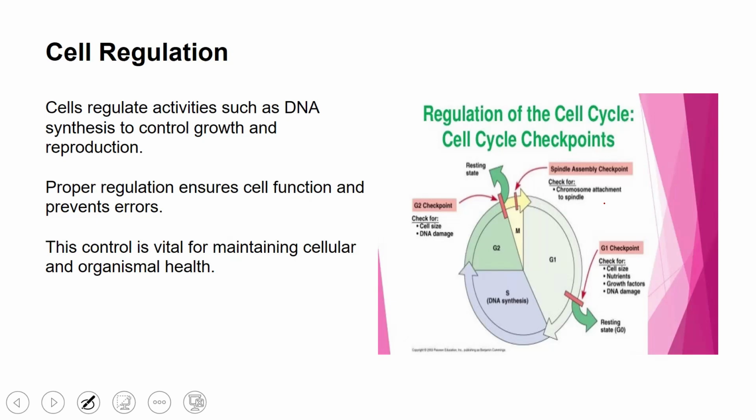And then the G2 checkpoint. At the G2 stage, the cells check for cell size and DNA damage. It will check if there is any problem with the DNA, and also if there is any problem with the size of the cell. Then we have checkpoint 1. At checkpoint 1, the cells usually check for cell size, nutrients, growth factors, and DNA damage. So these are the 3 major checkpoints in the cell cycle that make sure there is tightly proper cellular regulation in order to prevent errors, and also to maintain cellular growth and organismal health.